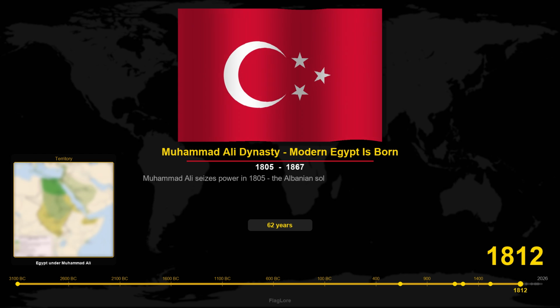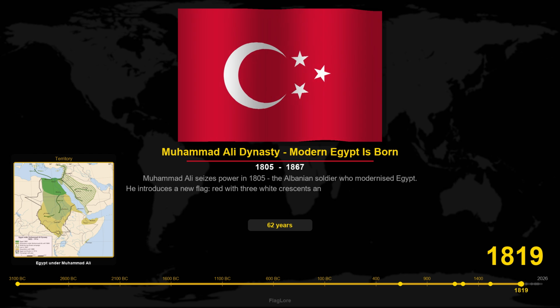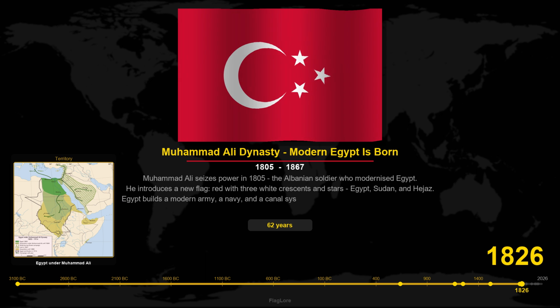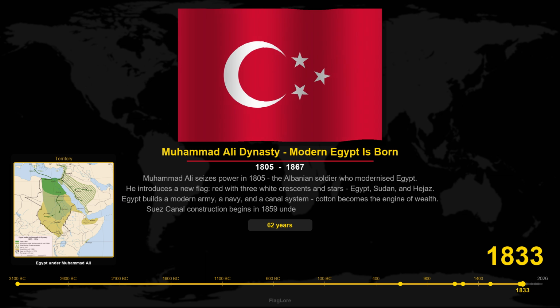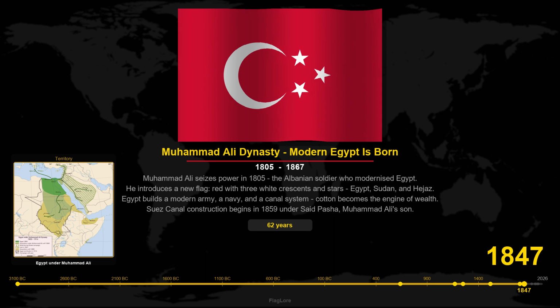Muhammad Ali seized power in 1805, modernizing Egypt and adopting a red flag with 3 crescents and stars. This ambitious dynasty built a modern army, fueled the economy with cotton, and began the monumental construction of the Suez Canal.